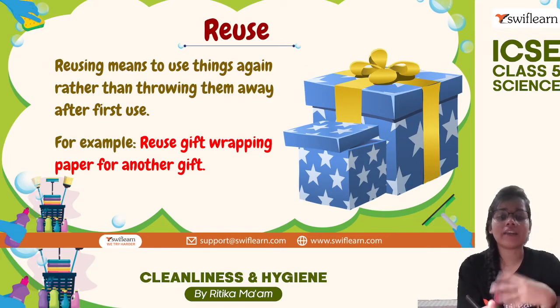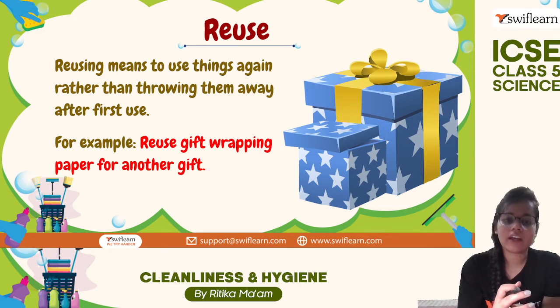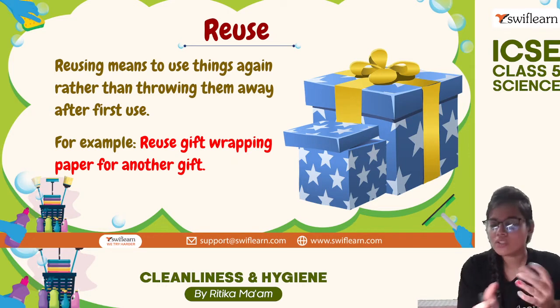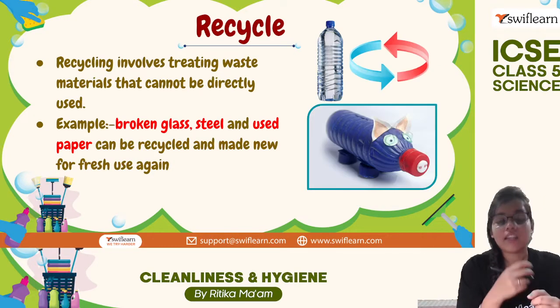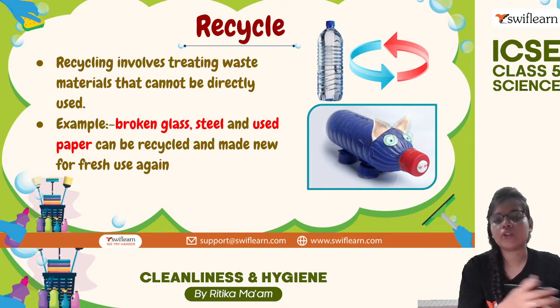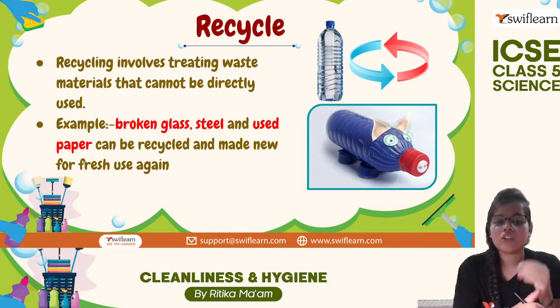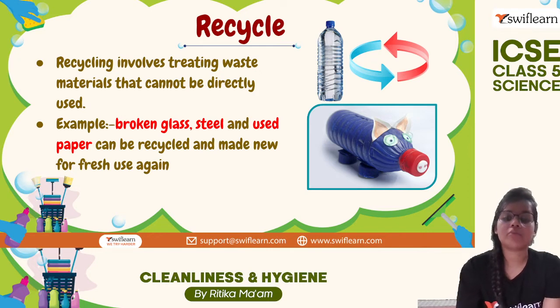Next is reusing, again using anything. Reusing basically means using anything again rather than just throwing it away. If I talk about gift wrapping, we can use that gift paper to wrap another gift instead of buying new again and again. Next is recycle. Recycle means to convert it into some other substance of use. It involves treating waste material that cannot be directly used. For example, we can recycle broken glass, steel or used paper and make it for fresh use again.